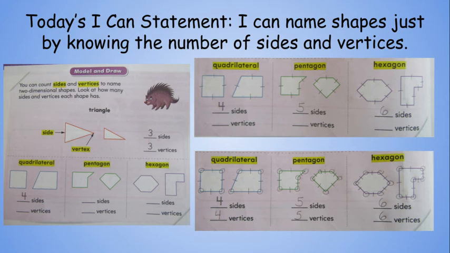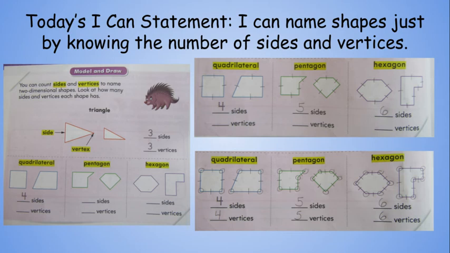Go ahead and identify each of the vertices on those shapes by circling them, and then fill in the number of vertices for each. So now that I've looked at my model and draw closely, I know that all shapes that have 3 sides and 3 vertices are called triangles. All shapes with 4 sides and 4 vertices are called quadrilaterals.